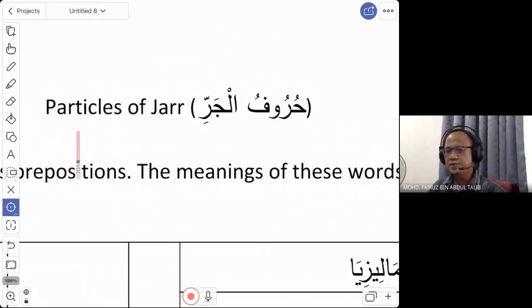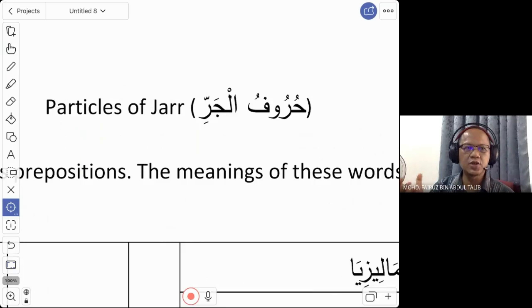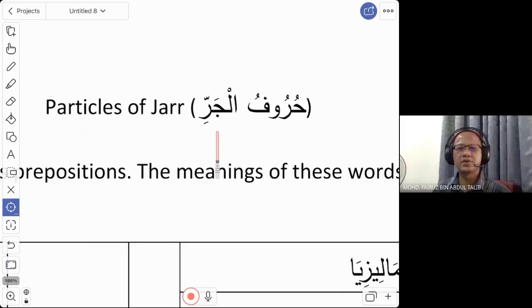So what is particles? So what are huruf? Huruf are a group of words. So they are referring to a group of words, and this group of words, they are called the particles of jar. Jar here is the name of the particles. Okay, so at the moment, I don't translate the word jar because this is related to a grammar topic. So there is no translation for the word jar. You just need to remember that this group of words is called the huruf of jar, or in English, they call it particles.